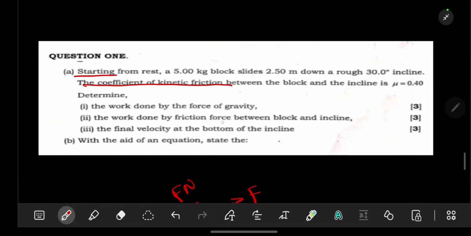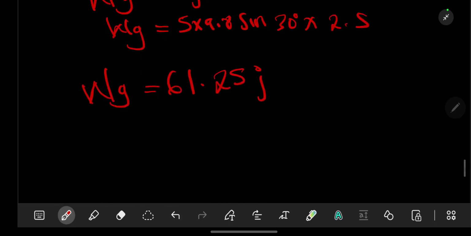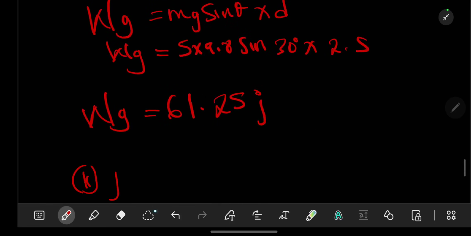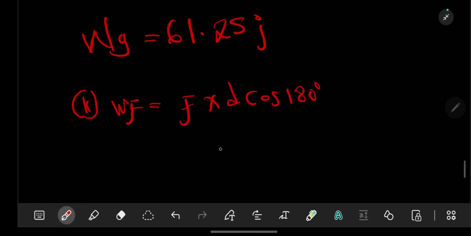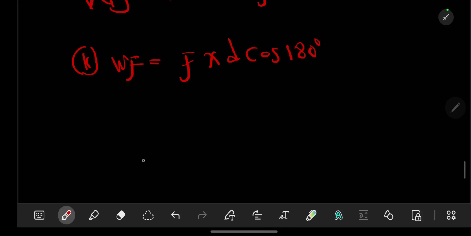Then here, the work done by the frictional force between the block and the incline. We are going to have the work done by the friction should be equal to the frictional force times the distance with the cosine of 180 degrees. We have explained why we use the cosine of 180: it is occurring in the opposite direction. So therefore, what are we going to have?